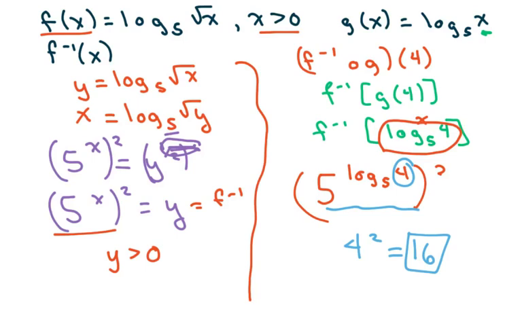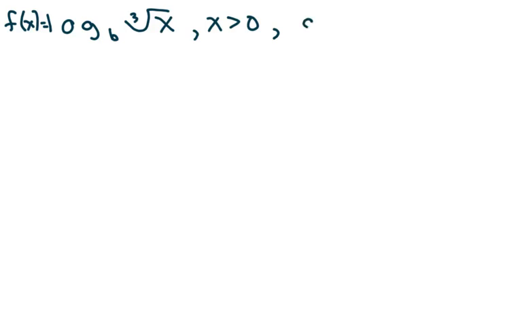Okay, we're going to do a few more of these, and if you want, you can go ahead and, let's see, I'm trying to find out where I'm at on this one. Okay, so we can do the same thing with a few more. If you want to pause the video and try it on your own, you can. We have f of x equals log base 6 of cube root of x, where the domain is x is greater than 0, and g of x equals log base 6 of x.